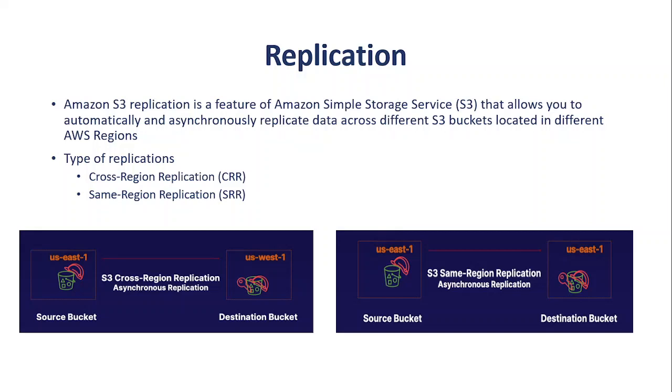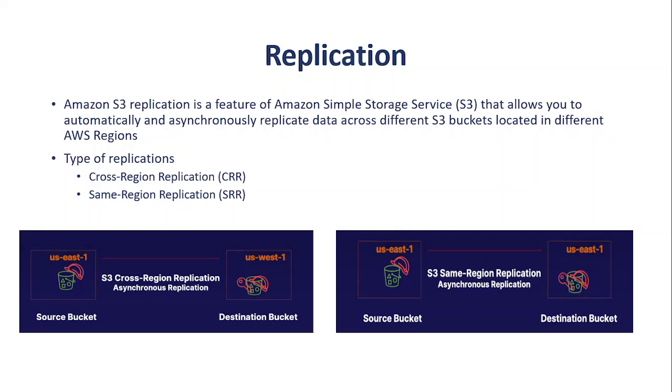And the same region replication, as the name says, copies the objects between the buckets that are available within different availability zones of the same Amazon region. What that means is in US East, we will have multiple availability zones, so it copies within that. Here you can see the source and destination are in the same Amazon region, US East, and here also US East.